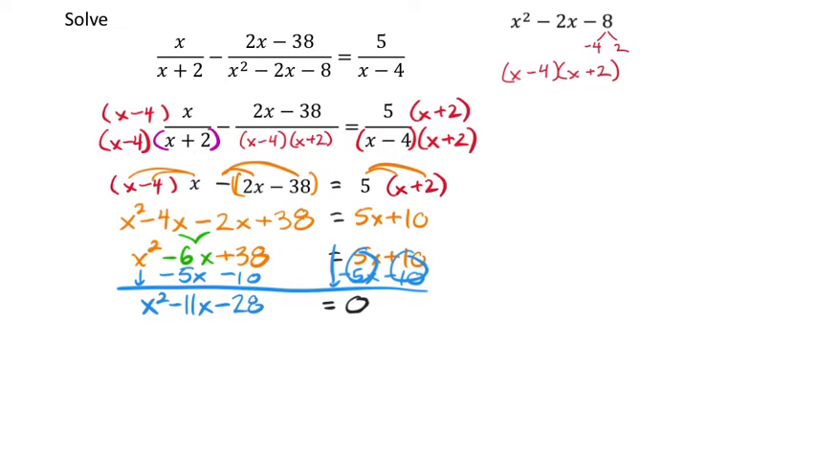Now from here, we're just looking to factor out the negative 28. And there, we're looking for two factors of negative 28 that add up to negative 11. I was thinking 7 and 4, but only one of them can be negative, so that's not going to do.